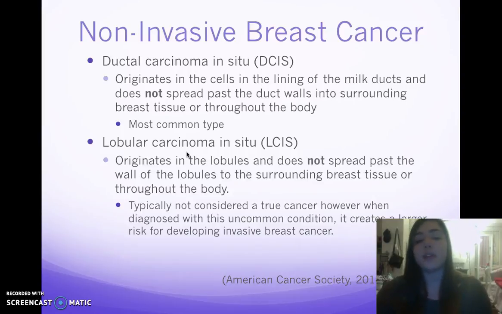Then there is lobular carcinoma in situ, which originates in the lobules, and it also has not spread past the walls. Typically, LCIS is not considered a true cancer. However, it is an uncommon condition, and when it is diagnosed, it can lead to a greater problem and increase your risk for developing invasive breast cancer. It's also important to note that if a non-invasive breast cancer is left untreated, it can grow, metastasize, and develop into an invasive breast cancer, which means that it has grown and spread past your breast tissue.